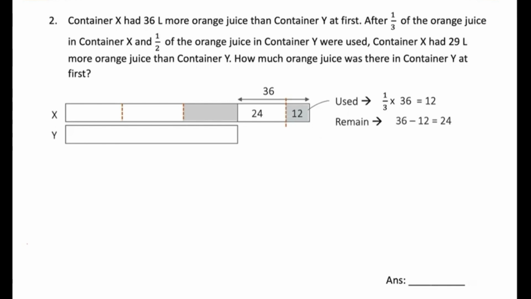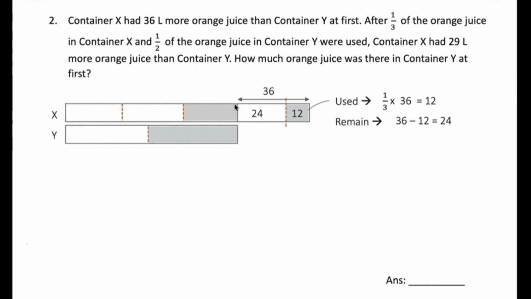Now, let's look at container Y, okay? Half of the orange juice in container Y were used. So this is container Y. Half means I'll cut my container Y into two equal parts. I'll shade away one of it. Now, this is almost complete. Let's make the common base equal.